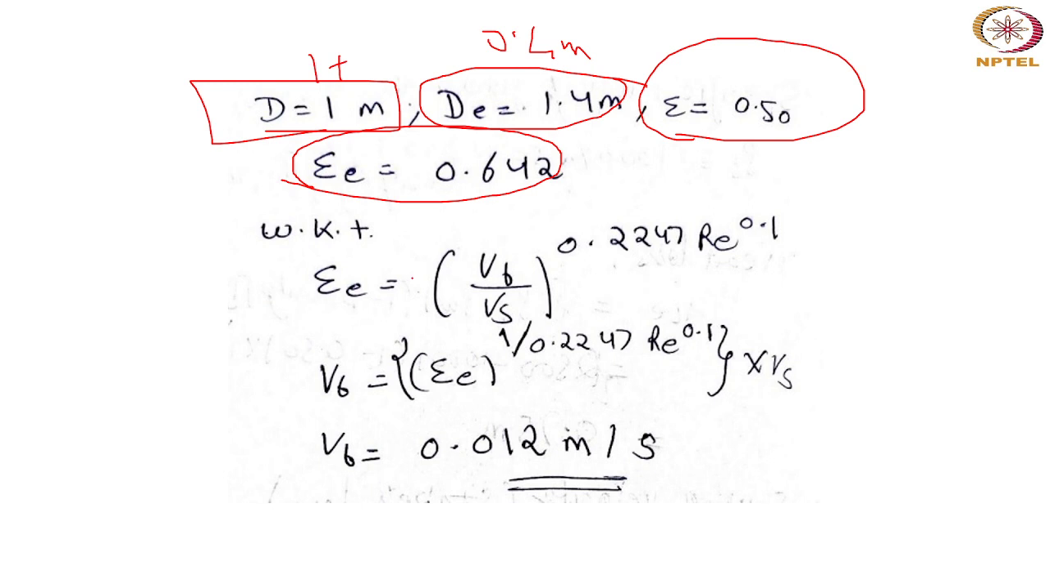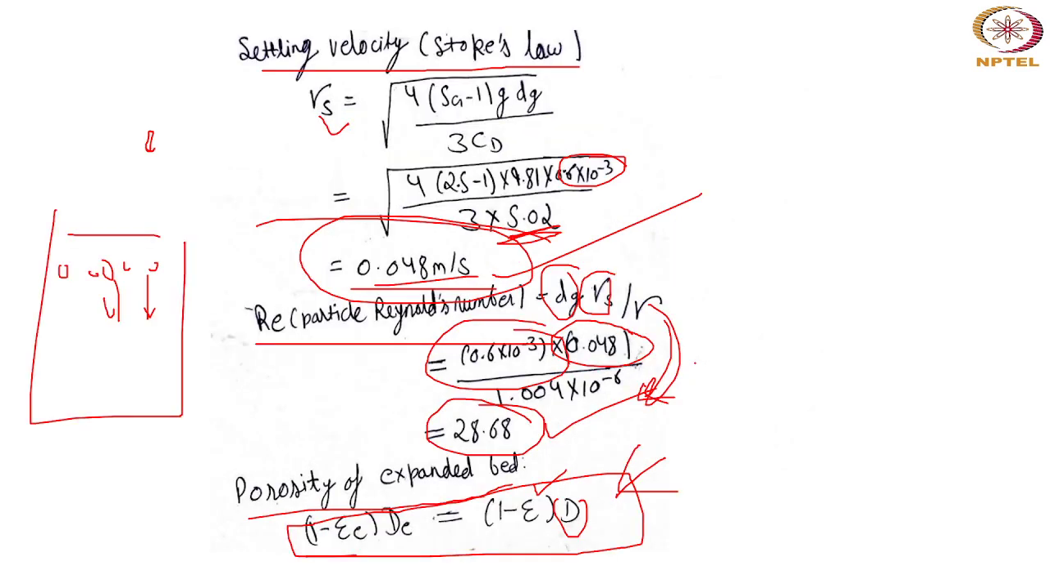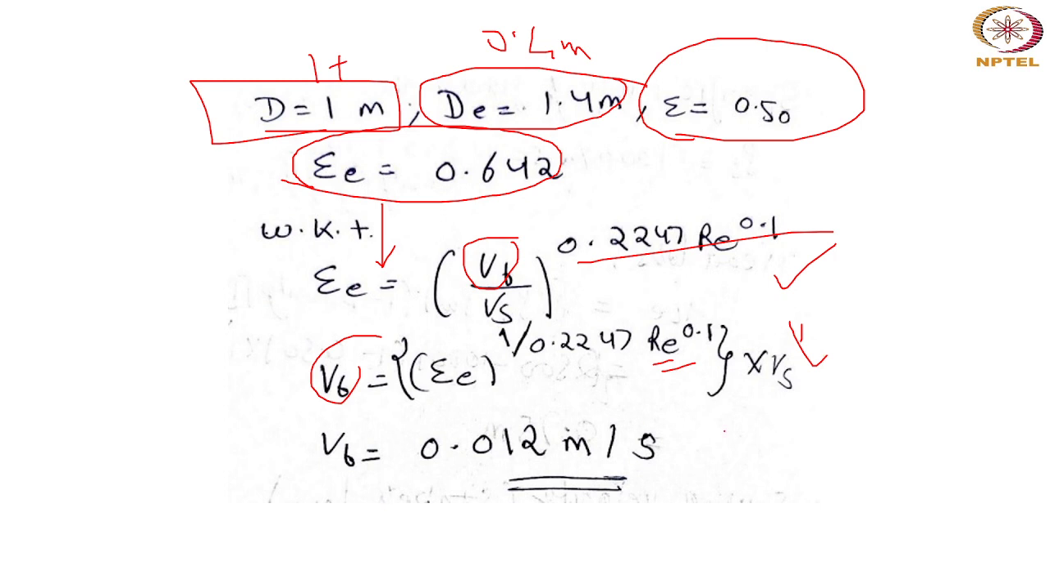Then epsilon E equals (Vb, the backwashing velocity, divided by Vs, the settling velocity) to the power 0.2247 Re to the power 0.1. This is the empirical formula I am using. From it you can calculate Vb. Just put in the epsilon E value, the Reynolds number 28.68, and Vs, the settling velocity, 0.048. You can calculate Vb as 0.012 meter per second. This is my backwashing velocity.